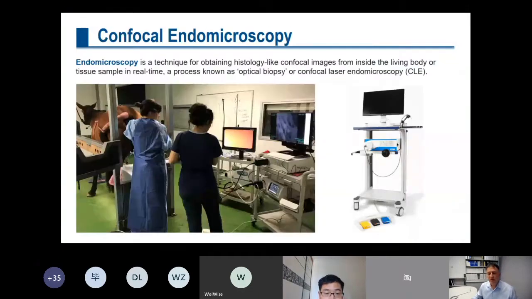So endomicroscopes, on the other hand, are a small handheld confocal microscope that can be touched against tissues of interest. They can enable capture of real-time histology equivalent images, including from large animals and humans. In this example, we are imaging inside the uterus of a live horse with an endomicroscope incorporated into a flexible endoscope. This sort of imaging would not be possible using a benchtop microscope.